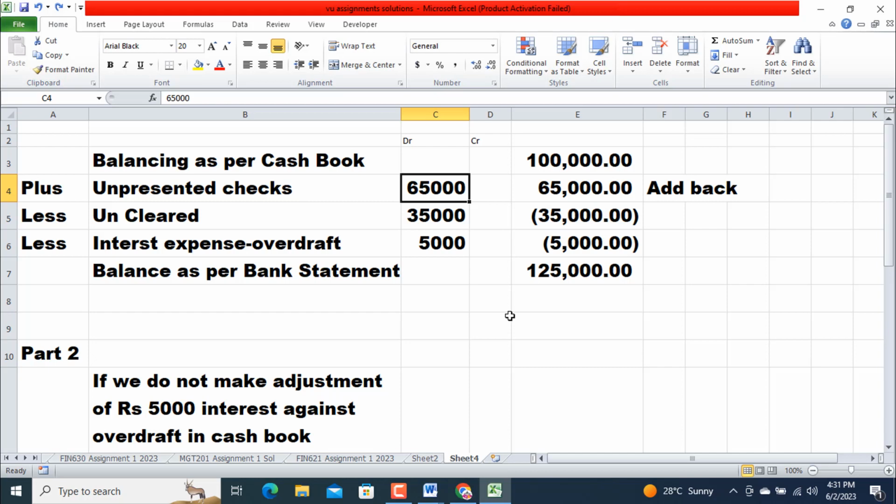I hope you will find this solution useful. Remember that this is an ideal question, just to assist you in solving your assignment or GDB solution.